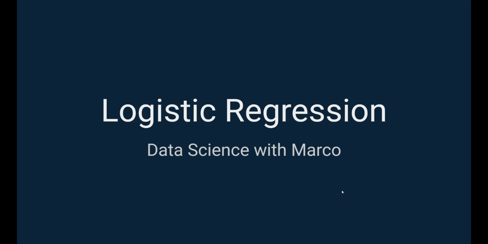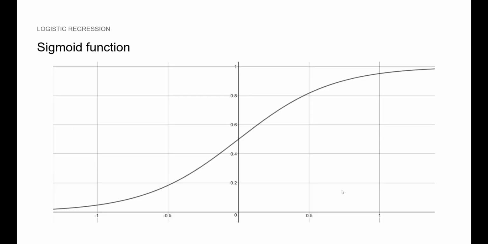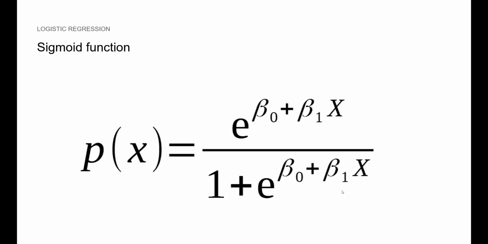Now let's see how we can perform classification with logistic regression. Ideally, when doing classification, we want to determine the probability of an observation to be part of a class or not. Therefore, we ideally want the output to be between 0 and 1. Well, it just turns out that there is a function to do that, and it's the sigmoid function. As you can see here, when x approaches infinity, you approach 1, and towards negative infinity, you approach 0. The sigmoid function is expressed like this, and here we are assuming only one predictor. For now, we stick to one predictor to make the explanation simpler.